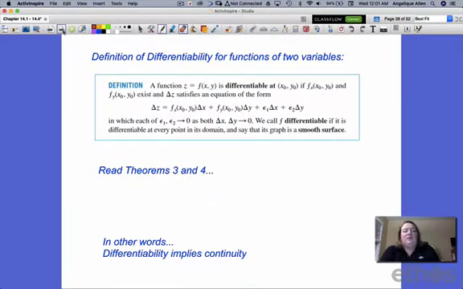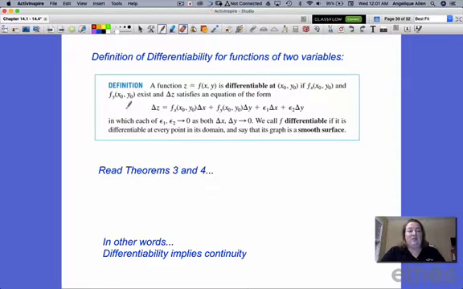Alrighty, so this is just kind of warming up for linear approximation. I'm not going to do a ton of that, so I want to make sure I get a definition of differentiability in here in general, and then ask you to focus a little bit on theorems 3 and 4, and we'll unpack those better in the next section. But we want to define differentiability. So a function z equals f of xy is differentiable at a point if the partial derivative with respect to x at that point and the partial derivative with respect to y at that point exist, and delta z satisfies an equation that looks like this.